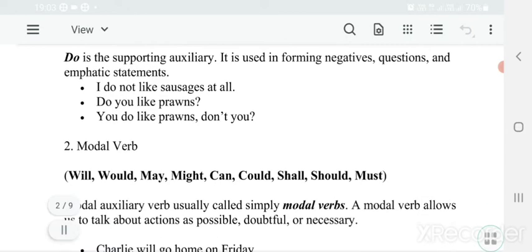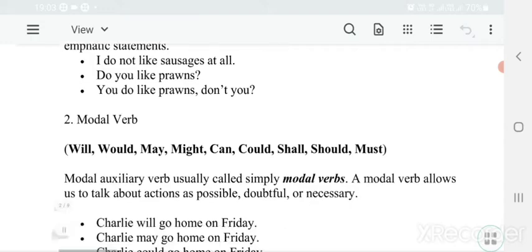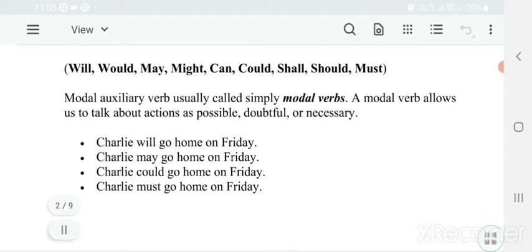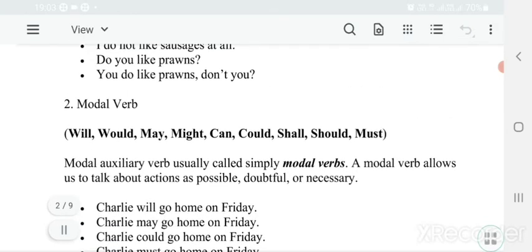In the second sentence, do you like prawns? Do is there to make it an interrogative sentence, a question. And in the last part, which is called an emphatic statement, you do like prawns, don't you? This don't you portion, this tag, is emphatic, it pressurizes the point. So that's why do is used there. So do is used in many different senses. We will discuss that later.